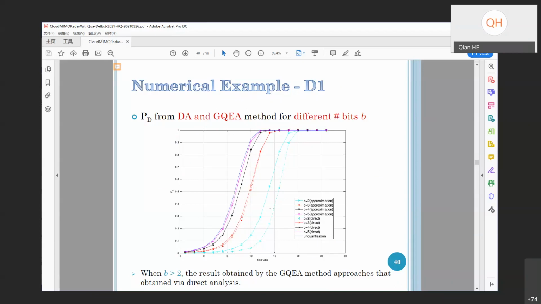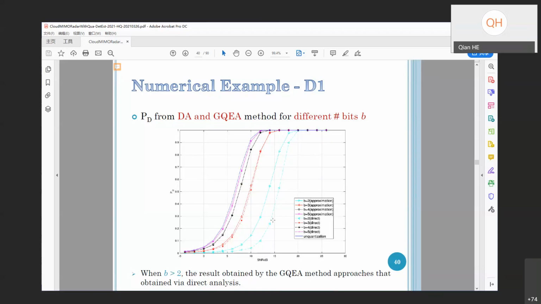Each different color means a different number of bits, right? The blue curves mean the number of bits is equal to 2. And the dashed curve means you are doing the direct analysis. You didn't do any approximation. You used a discrete random variable and computed everything needed, so this is what you obtained. And the solid curve is the associated one, but you use the Gaussian approximation. Gaussian approximation uses a Gaussian quantization error.